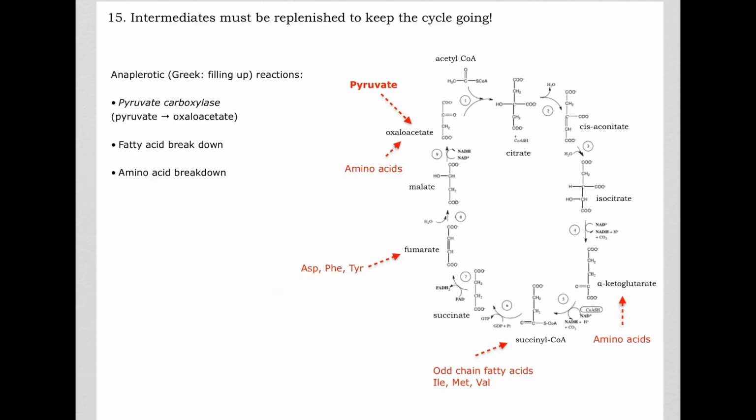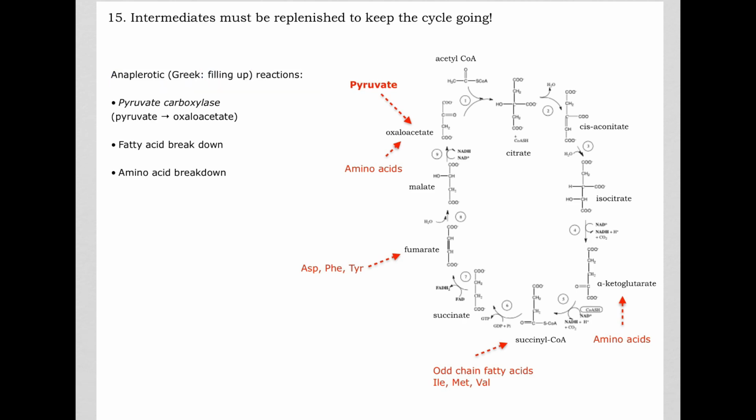So to make sure that the Krebs cycle does not stop because one or more of the intermediates is no more present, there are several reactions that actually make these Krebs cycle intermediates. These are called anaplerotic reactions. Anaplerosis in Greek means filling up. So we are basically filling up the Krebs cycle to make sure that none of the intermediates disappear.